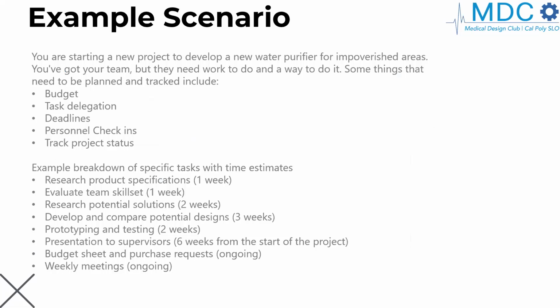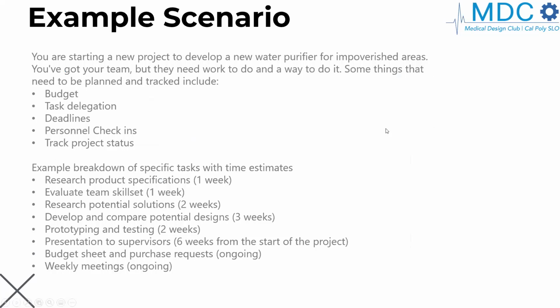Okay, and now to give you an idea of how you're going to actually be implementing each of these programs, we're going to give an example scenario and then the typical things that you would have to put into an engineering project. So usually you'd have to keep track of your budget, delegate tasks, maybe meet some deadlines, and then have regular check-ins with your team.